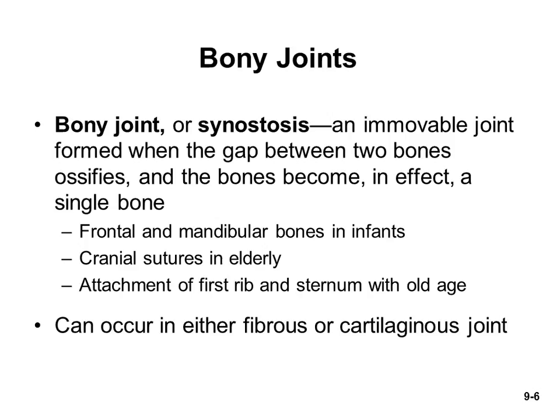Cranial sutures in the elderly. The first rib is another example of the bony joint, attached to what? The sternum. With old age, it's actually going to fuse with the sternum.